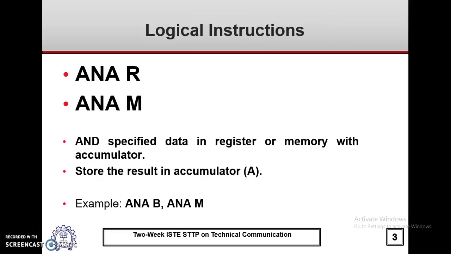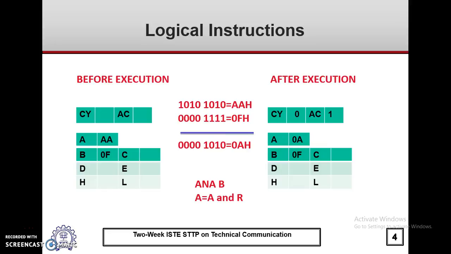Now first instruction is AND instruction, ANA R. Second form is ANA M. It ANDs the content of accumulator with the content of register in the first case, and in the second case it does the ANDing function with the content of accumulator and the content of memory. Now let's see an example.